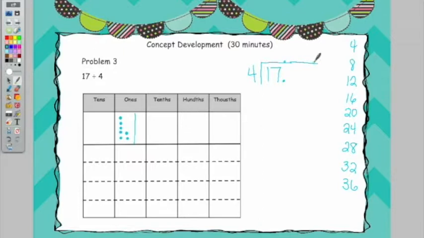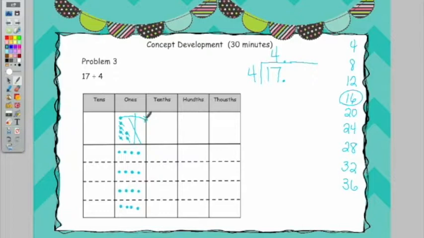Okay, which multiple over here is closest to 17 without going over? 16. Okay, and I want you to answer me. 16. No, Fernando, 4 times what equals 16? 4. Okay, so I put my 4 at the top. And how many will be in each group? 4. Good. And once I cross everything off, all 16, how many will I have left? 1.